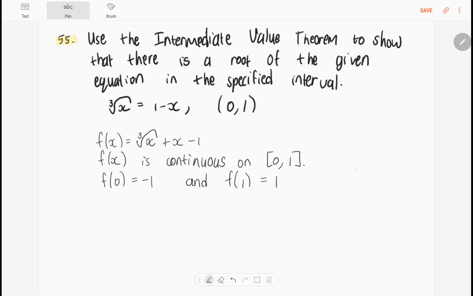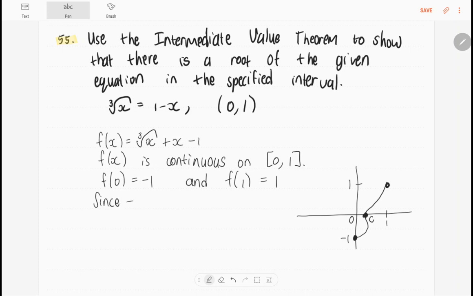So basically what that says is that when we have an x value of 0, our function takes on the value minus 1, and when we have an x value of 1, our function takes on the value of 1. So by the intermediate value theorem, this means that somewhere in this interval, our function has to cross the x-axis. In other words, it has to have a root at some value c in that interval. So let's just write that out properly.